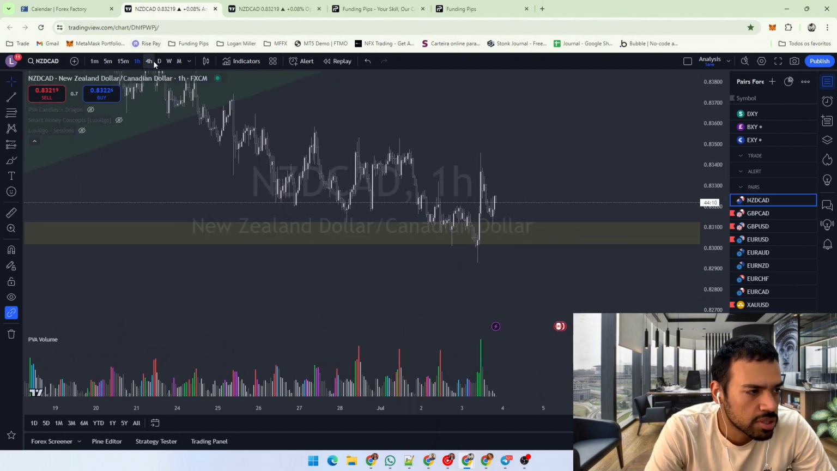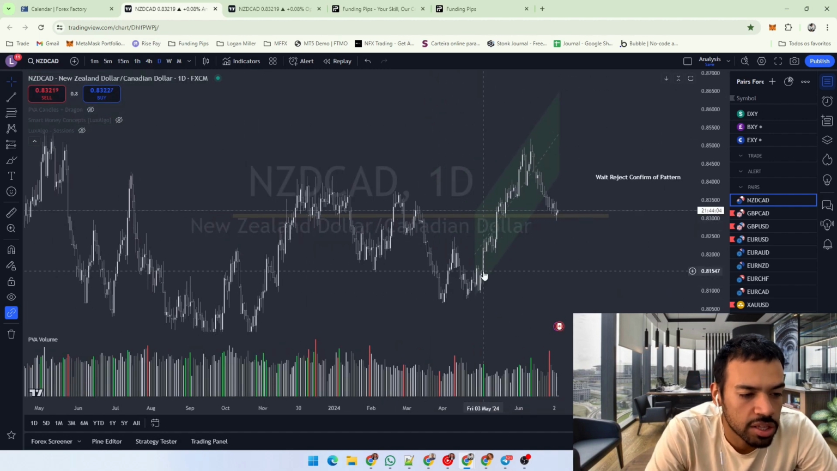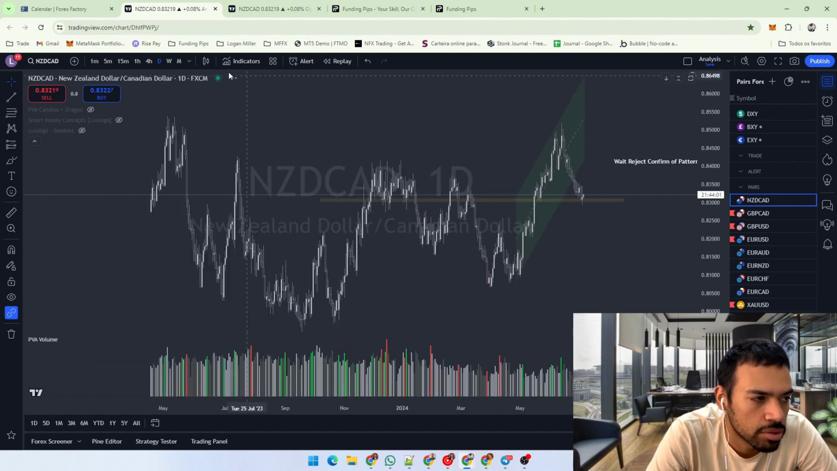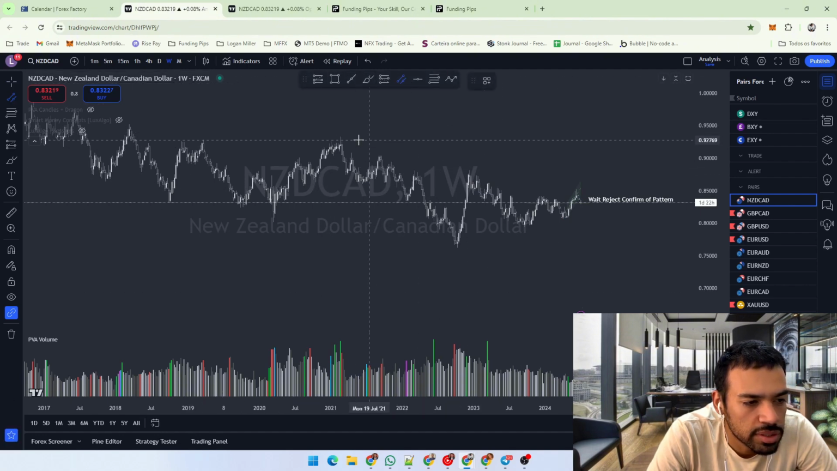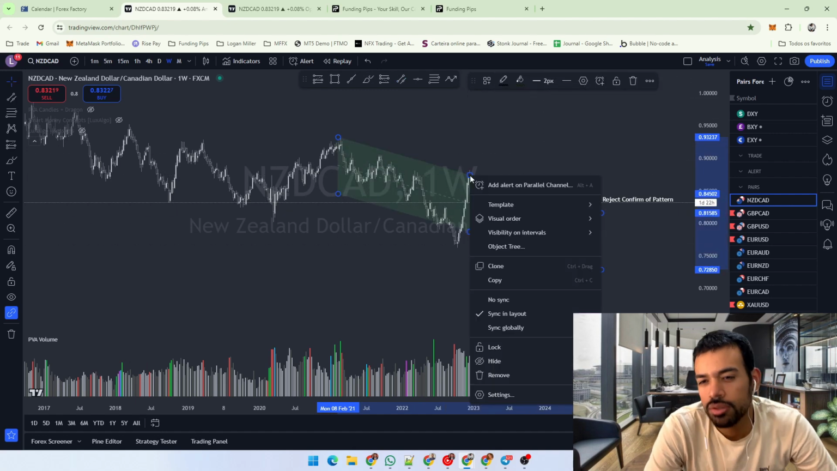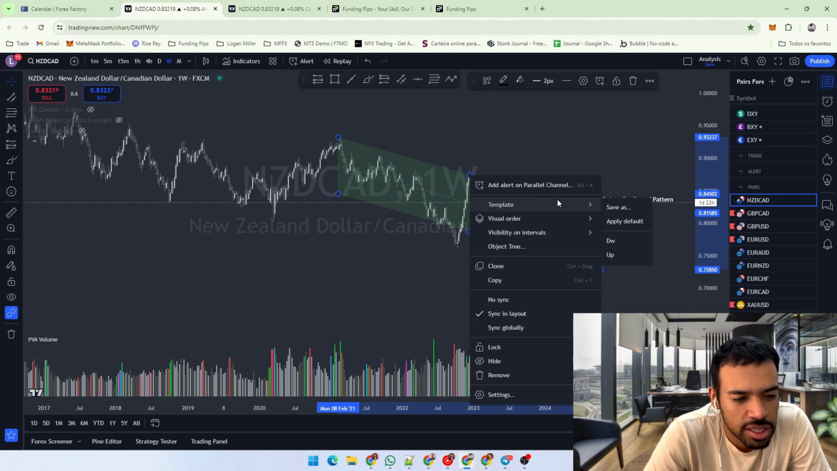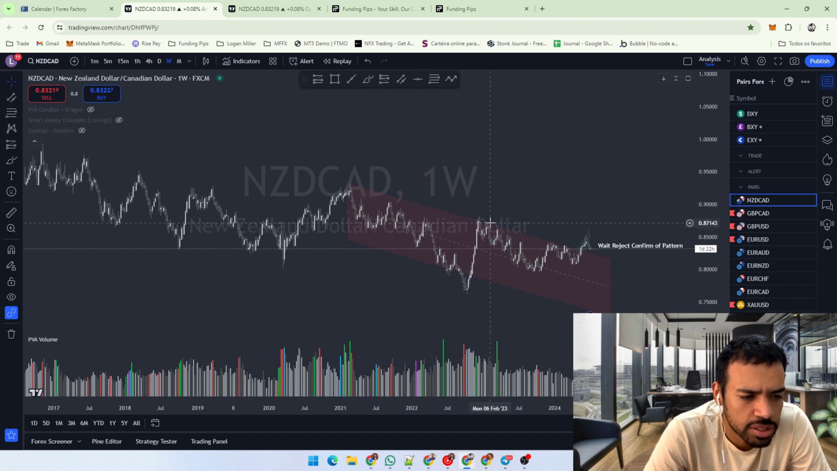Let's start with NZD CAD. Let's go to daily, and on daily I draw this uptrend line right here. If we go to the weekly, we have a downtrend line. You can draw a downtrend line in this region right here, but I am not considering the weekly trend line today because we're already at the end of the week, so I will just consider the last trend line in daily.